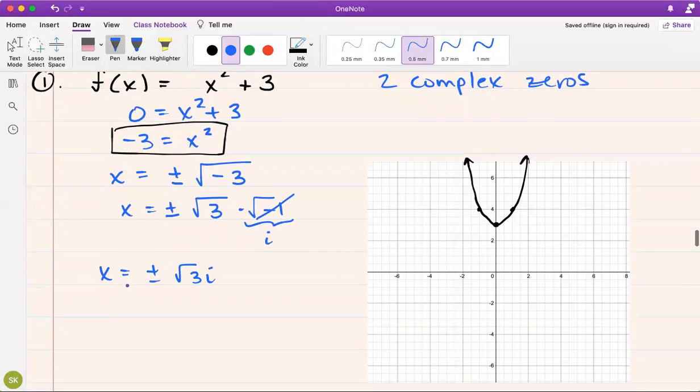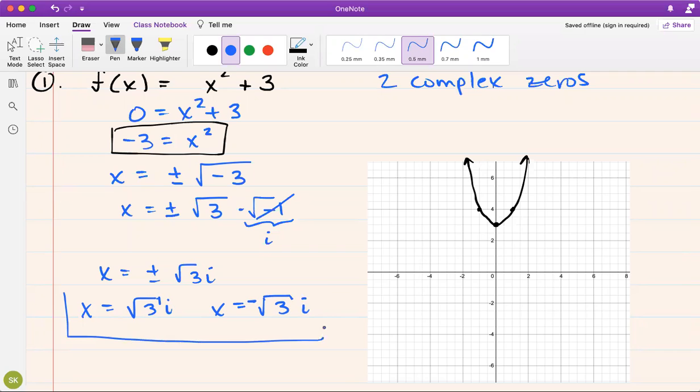Those are our 2 complex solutions. x is equal to square root 3i, and this i is not underneath that square root. And x is equal to the negative square root 3i. Again, that i is not under the square root. So here are your 2 complex solutions. And look, they're complex conjugates.